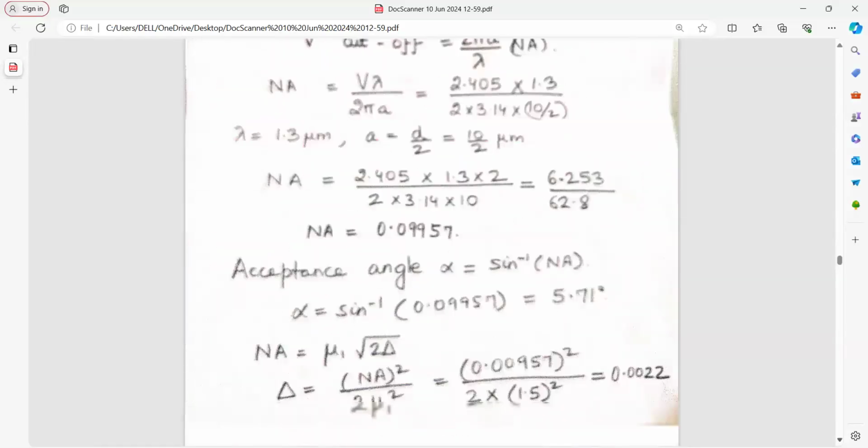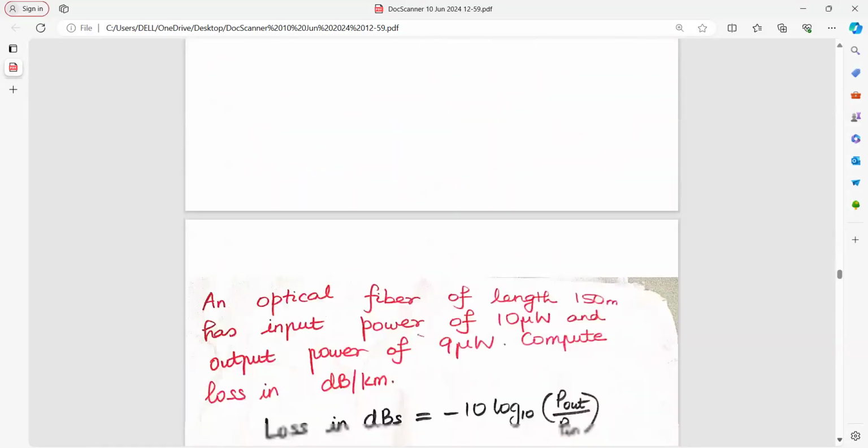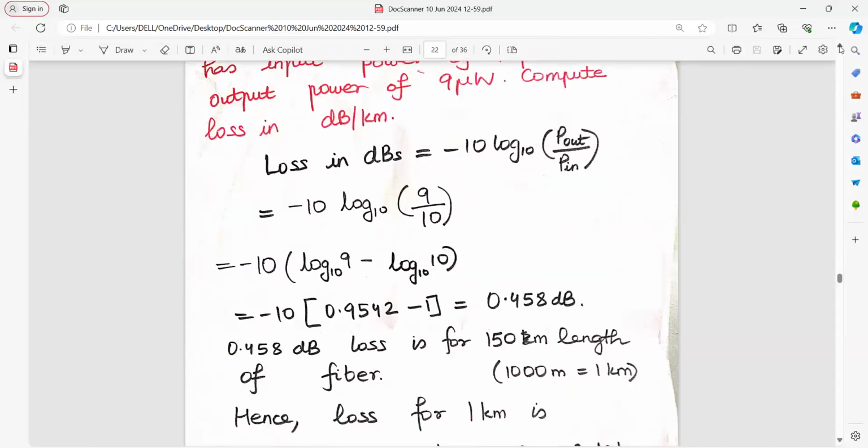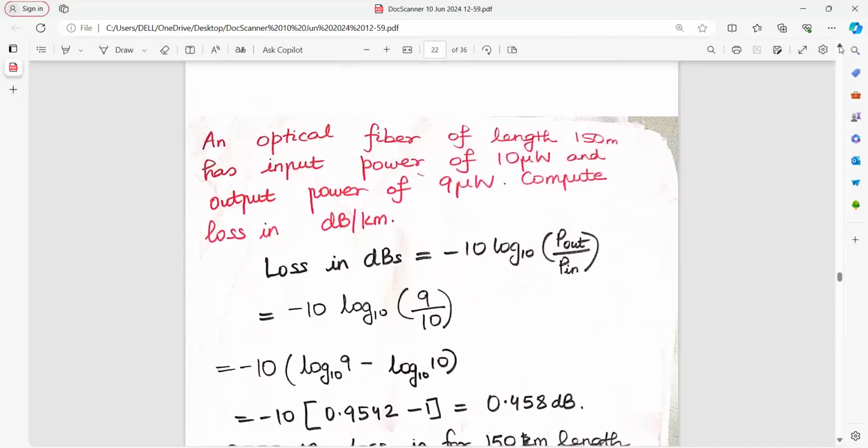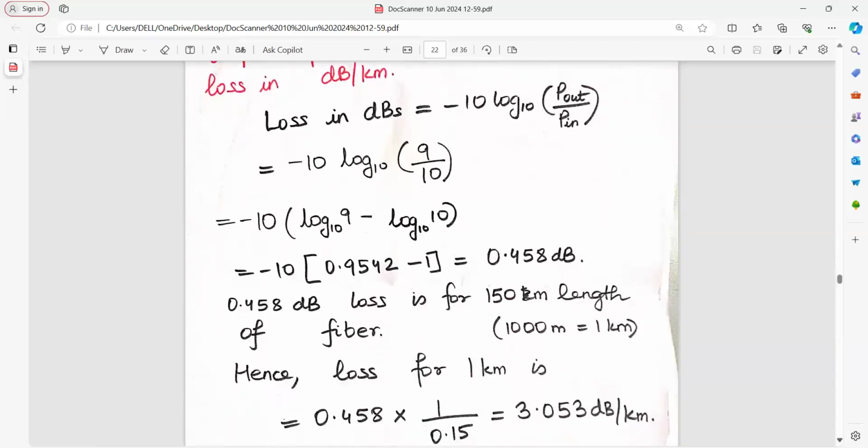Next, now these numericals are very common in exam. An optical fiber of length 150 meter has input power of 10 microwatt, output 9 microwatt. Find the loss. Loss is minus 10 log base 10 power of output upon power of input. Both the values are in microwatt, so don't change them. Straight away find out log and you get your answer.